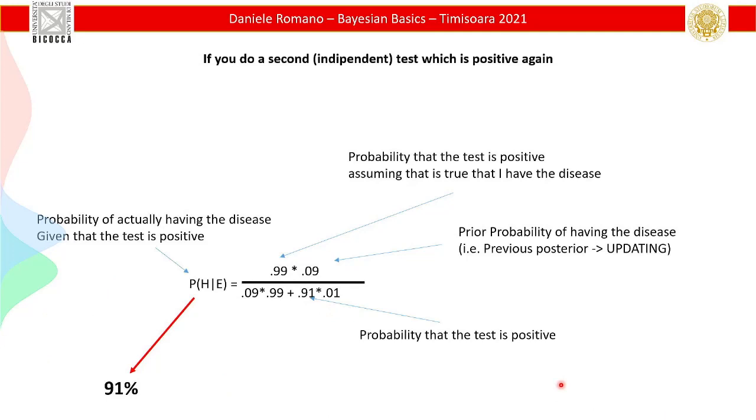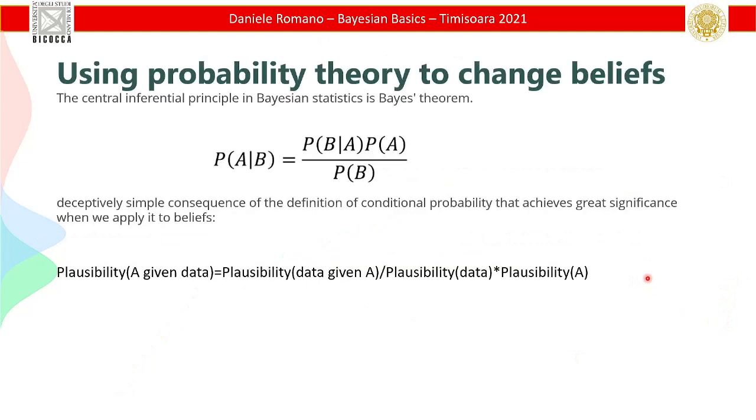I collected new evidence, it's positive again. I update my beliefs again, and now my second posterior belief is that I am sick in 90% of the cases. This works, that's what stands behind it.